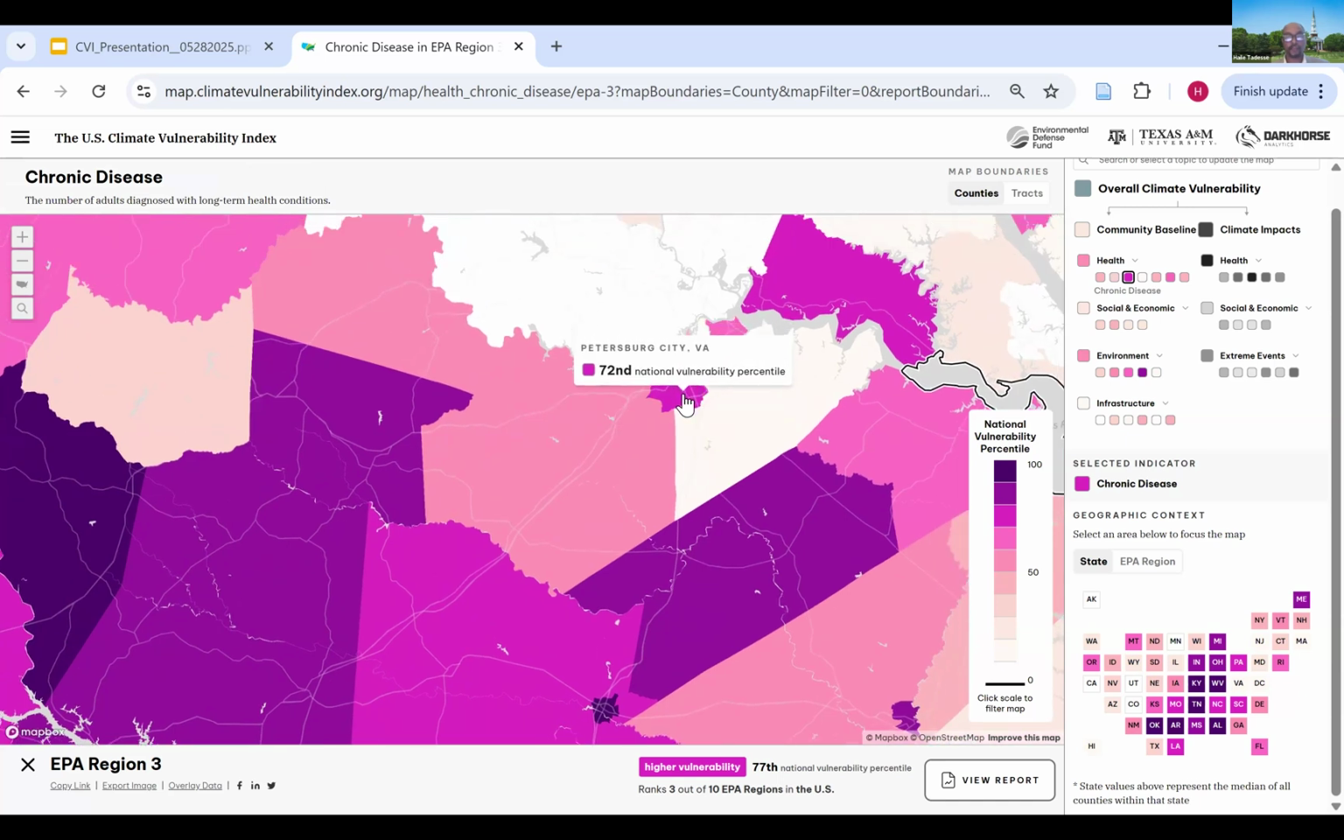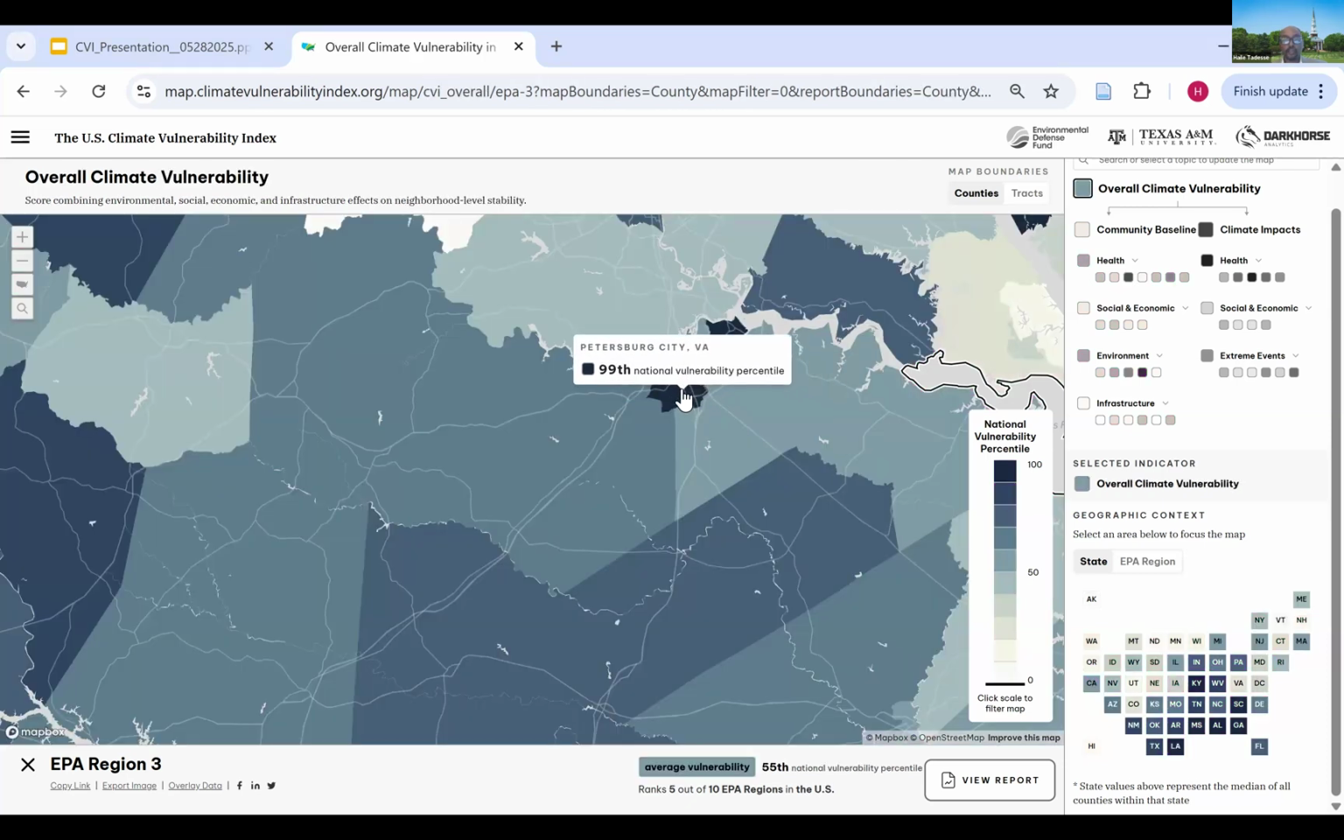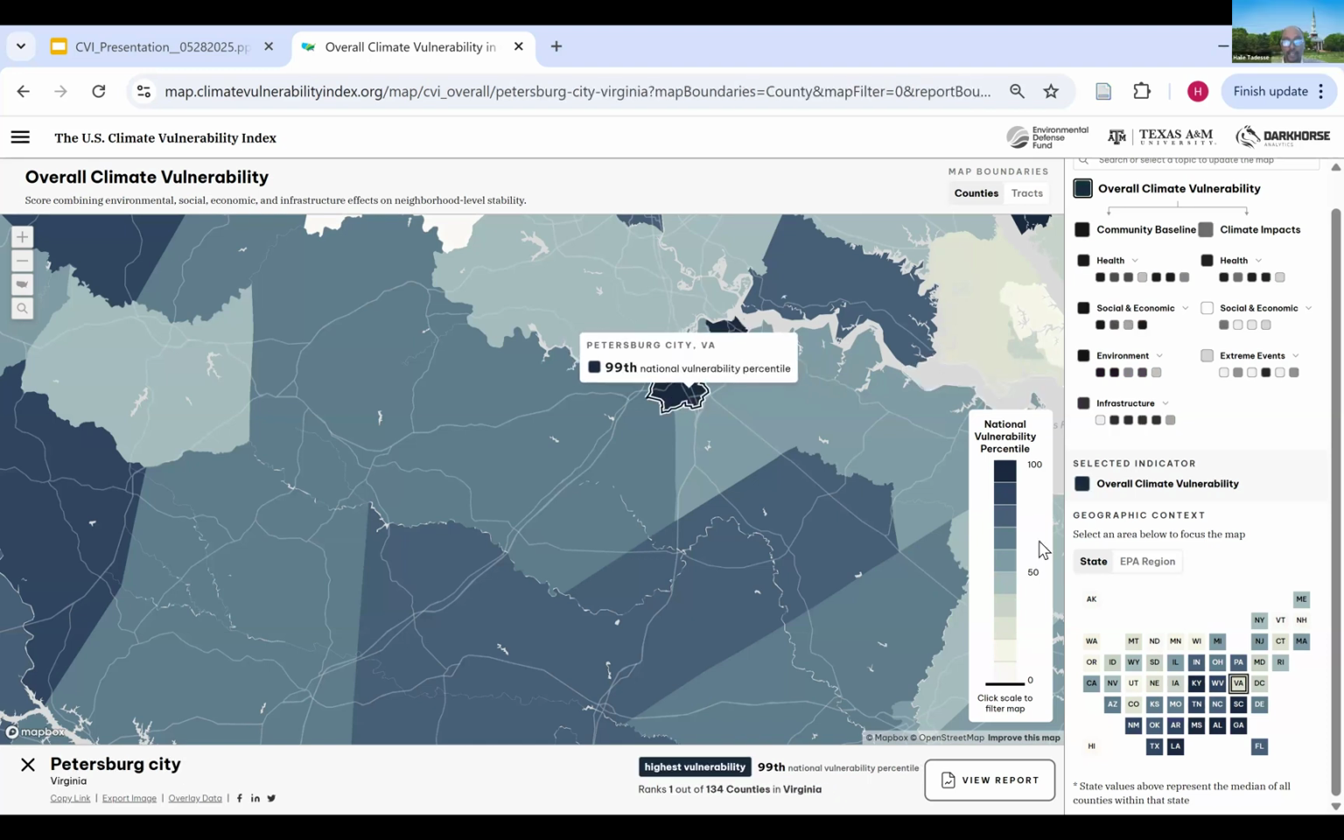Okay, this is a 72 national vulnerability percentile. But in the Robert Wood Johnson ranking, it has the worst health outcomes in the entire state. Let's check. The overall is 99 percentile. Oh, it's ranked number 1 out of 134 counties in Virginia.